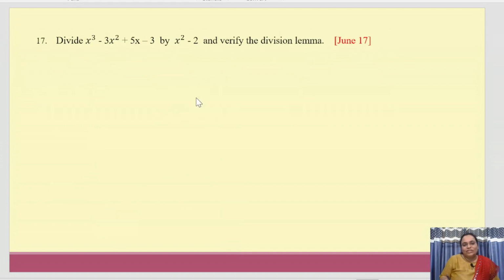So let us see the next question. Divide x cube minus 3x square plus 5x minus 3 by x square minus 2 and verify the division lemma. So first we need to divide these two polynomials and then we need to verify using the division algorithm. Okay. So first let us divide them.